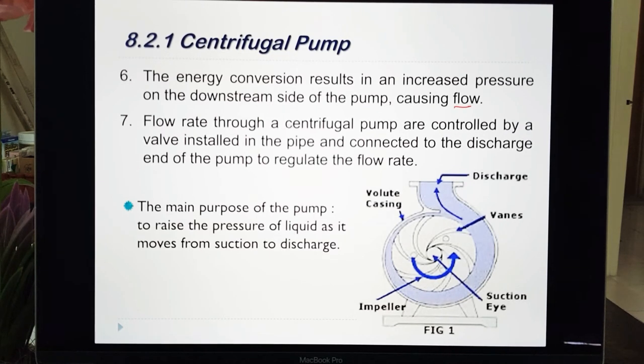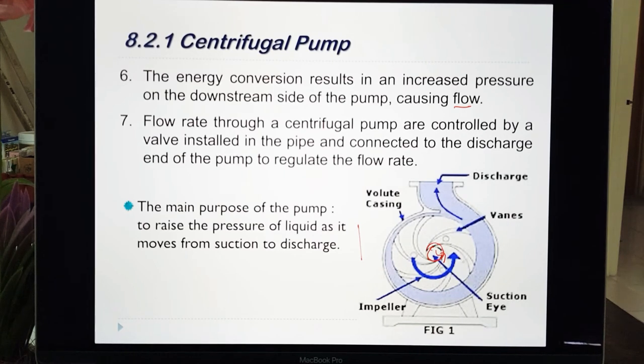Flow rate through a centrifugal pump is controlled by a valve installed in the pipe and connected to the discharge end of the pump to regulate the flow rate. You can see in this diagram that this one is the impeller eye, whereby the fluid will start to flow inward into this particular impeller.